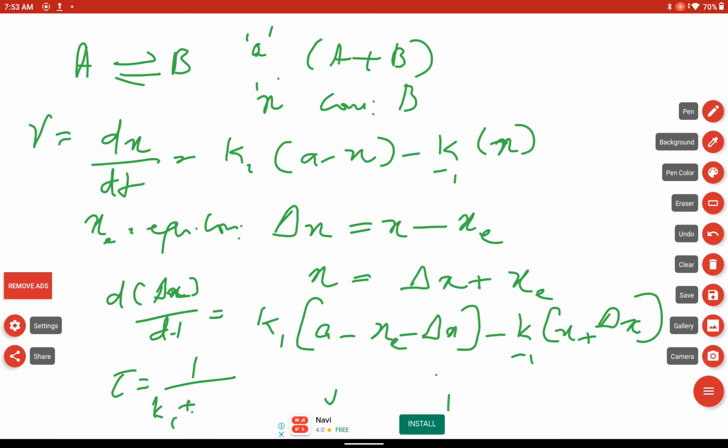And finally, we get the relaxation time as tau is equal to 1 by k1 plus k minus 1, or we can write k1 plus k minus 1 is equal to 1 by k into r. It is the relaxation rate constant. So this way we can get the relaxation time for a first order reaction.